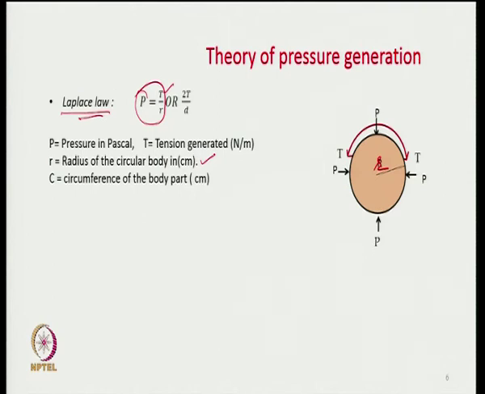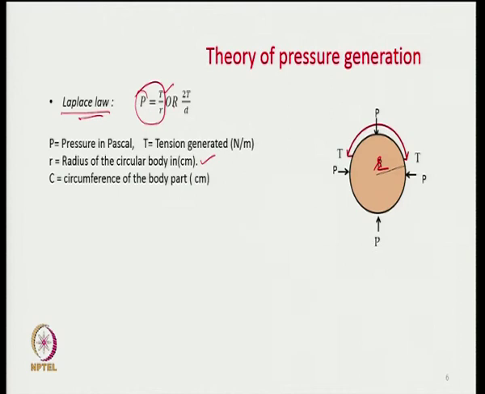circular body. The body part, if we assume it to be circular, not necessarily that all the body parts are circular, most of them may not be perfectly circle, but for the sake of simplicity we make an assumption that the human body parts are mostly circular in nature, and in that case the Laplace law will be valid, P equal to T by R, or it would be 2 T by small d, where small d will indicate the diameter.